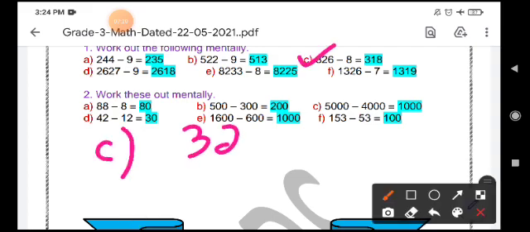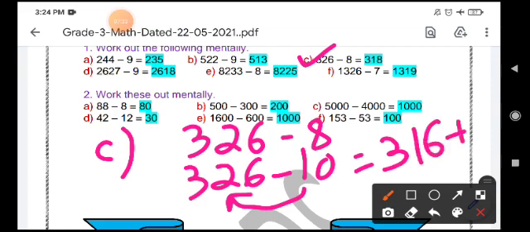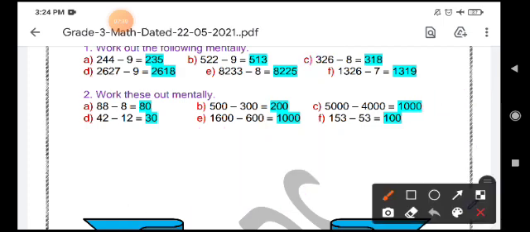C part is 326 minus 8. So we will do 326 minus 10. That is, make the tens place less by 1. 316. Then plus 2. This is 318. Right? 6 plus 2 is 8. Got it? This is how you are going to solve question 1 and do all the parts like that. You are having parts up to L. You will do the rest of the parts yourself. Now question 2 we will start.